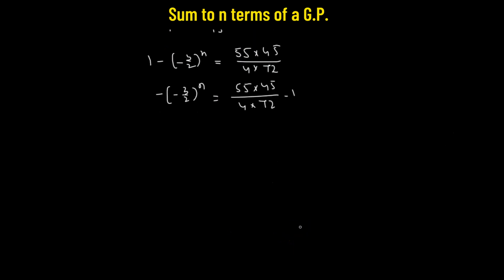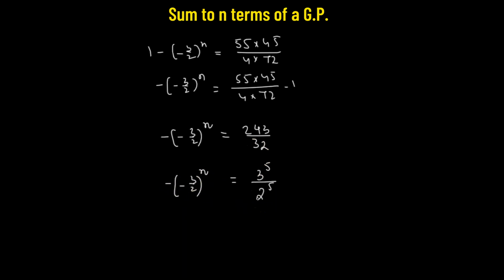So this is going to give us a value 243 over 32. So this is negative of -3 over 2 whole raised to the power of n. Now we know that 243 is actually equal to 3 raised to the power of 5, divided by 32. So 32 is 2 raised to the power of 5. So we have negative of -3 over 2 whole raised to the power of n.